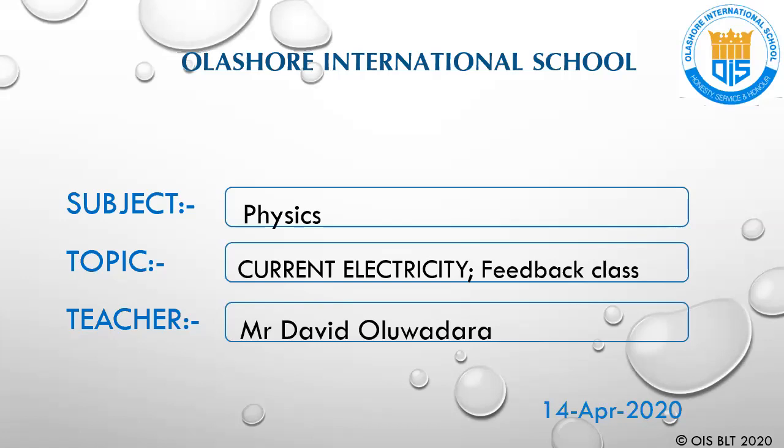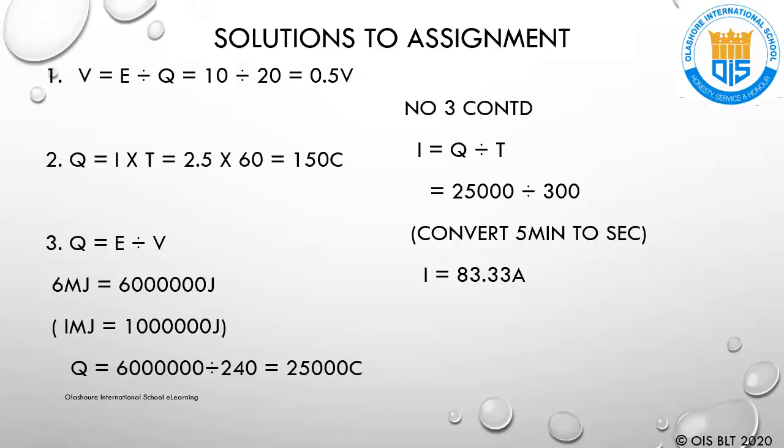So before we go into that, I'll just show you the slide of the corrections where we look at what the answers are for those of us who had a few issues with solutions to the questions. Now, on your slide, you have the solutions to the questions. Questions 1 to 3 are right here. The first question asks you to find the potential difference.